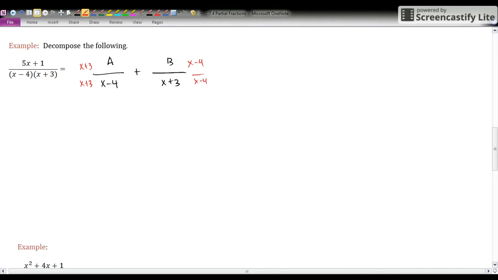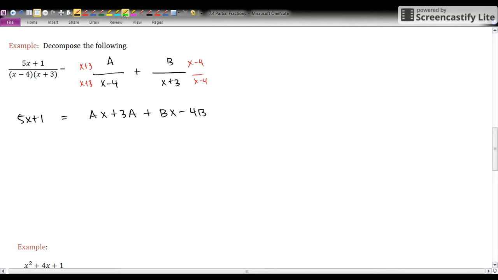So cool thing is, now the denominators are all the same. Let's multiply everybody by that common denominator, and they are gone. So what do we have on the left side? We have 5x plus 1. But on the right side, I have ax plus 3a plus bx minus 4b. And you might say, well, that's kind of crazy. But here comes the magic.